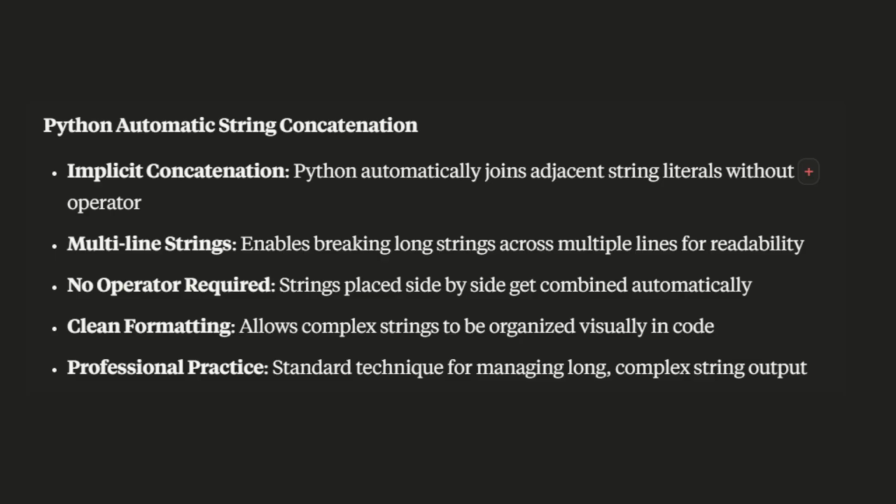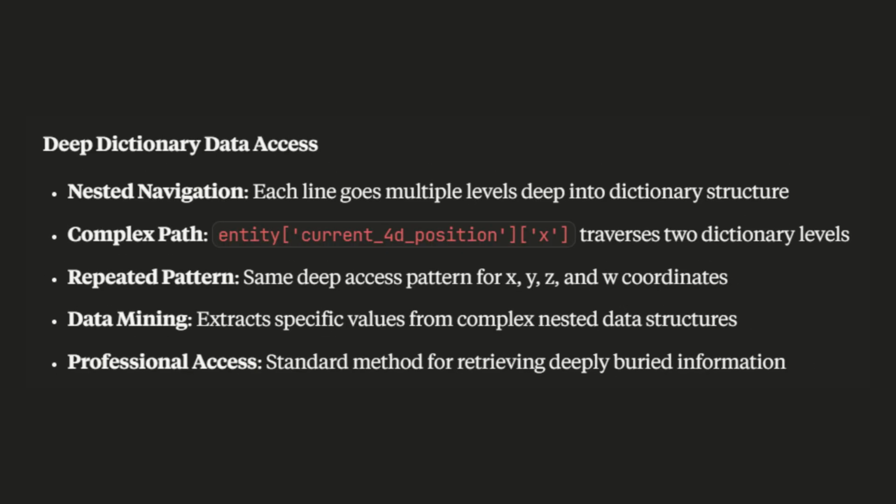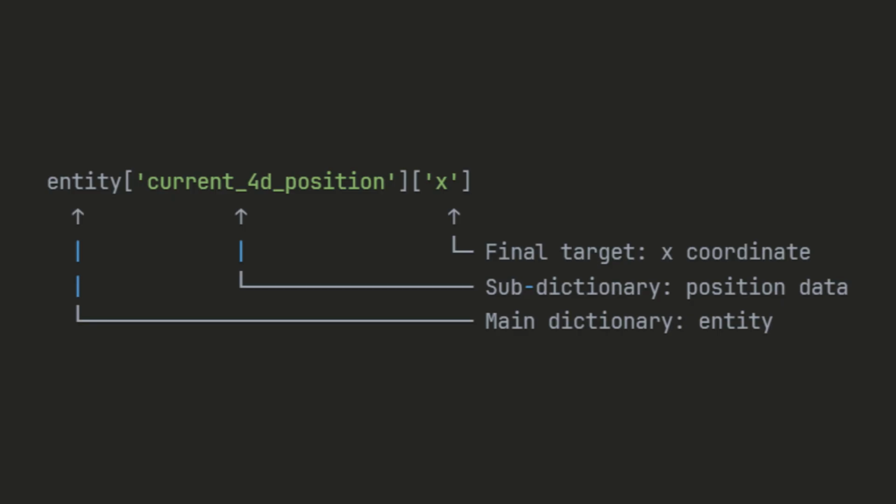Notice how Python automatically concatenates adjacent string literals when you have multiple F-strings on consecutive lines. Python joins them seamlessly into one output. Each line accesses deeply nested dictionary data. We have entity going into current_4D_position going into X. It goes into the entity dictionary, then into the current_4D_position subdictionary, then gets the X coordinate.